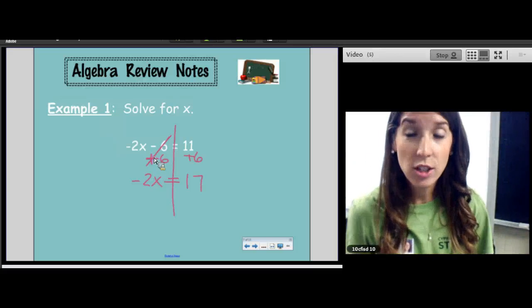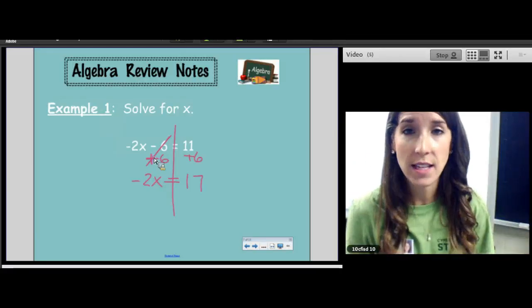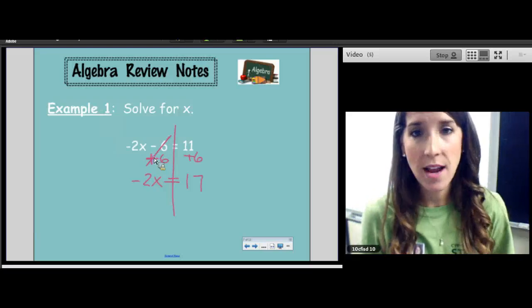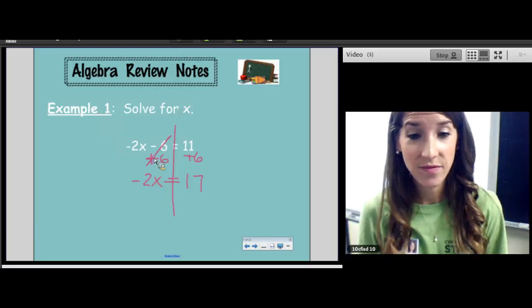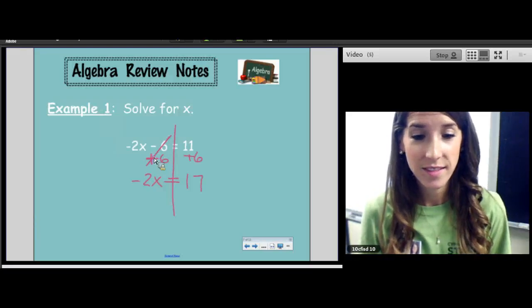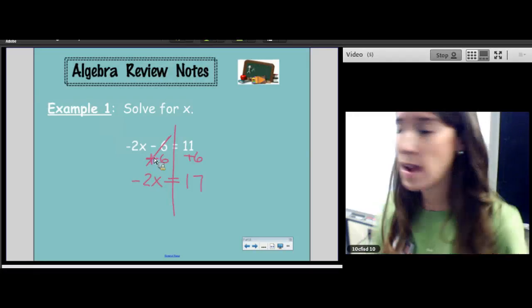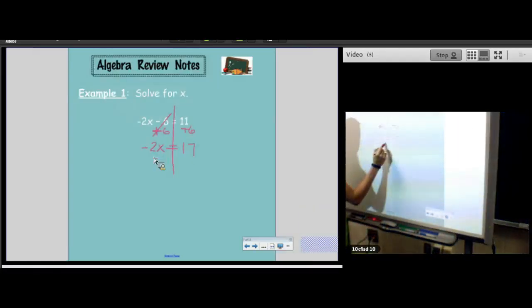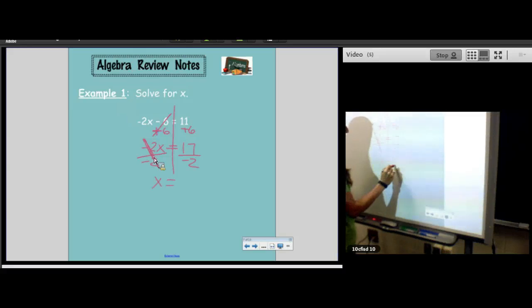Then we need to still do the opposite of what's being done to x. The opposite of multiplying by negative 2 is dividing by negative 2. The opposite of multiplying is dividing. So I'm going to divide by negative 2. I'm going to divide by negative 2. These are going to cancel. And we get x equals negative 17 halves.